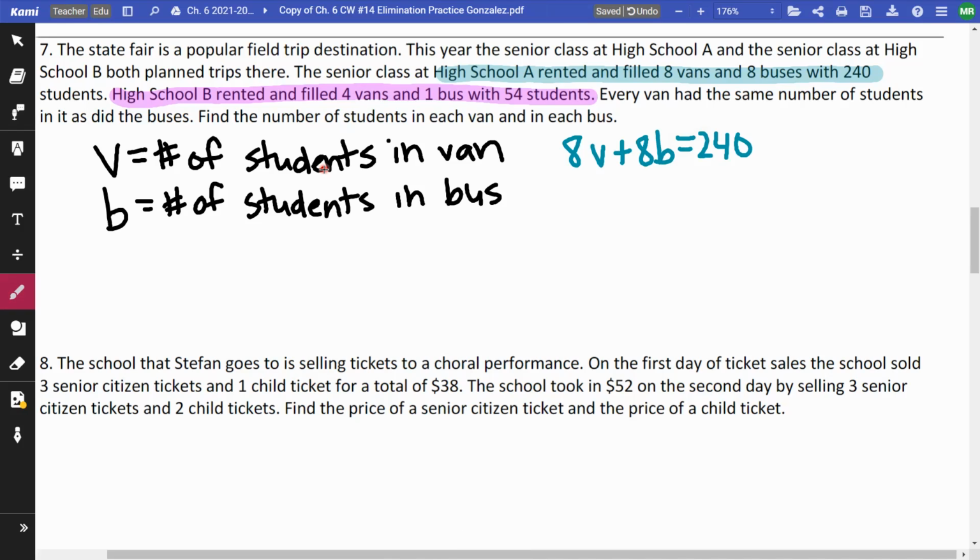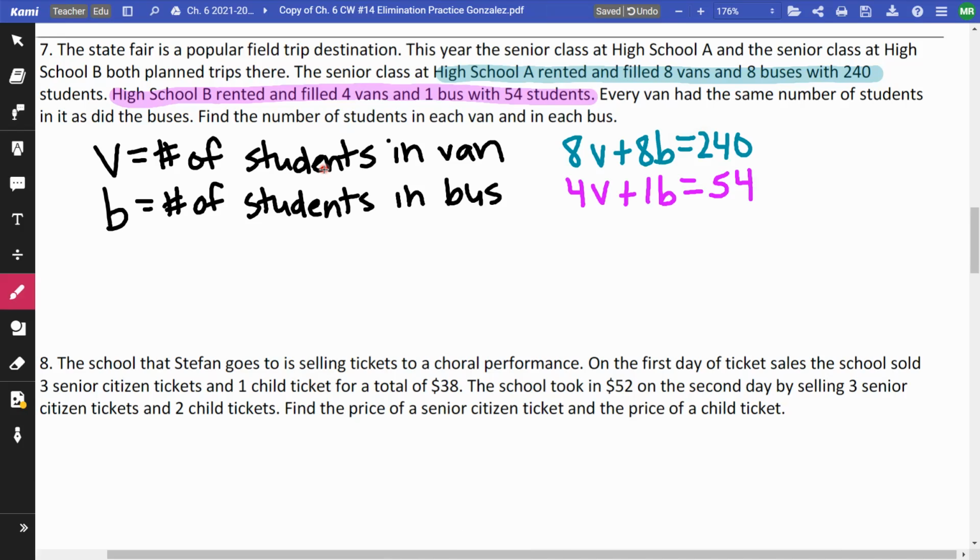I am going to write out an equation for high school B, which is going to be 4 vans, so 4V, plus 1 bus, so 1B, or just B, is equal to 54.